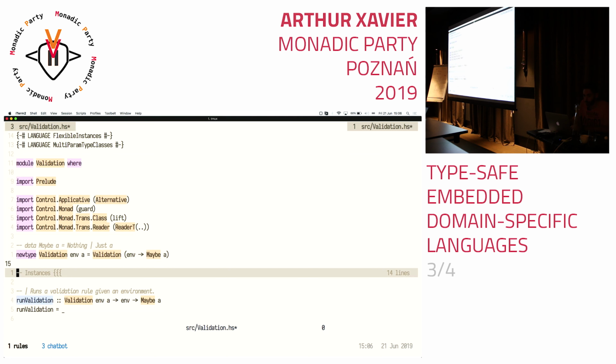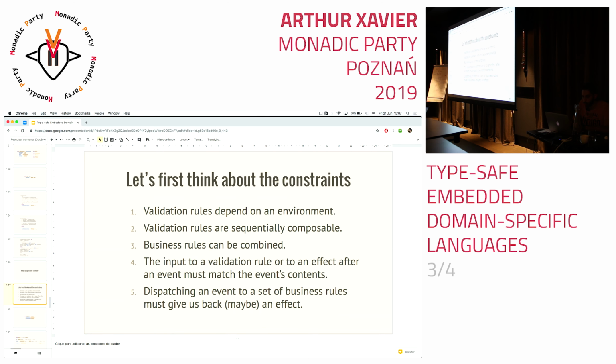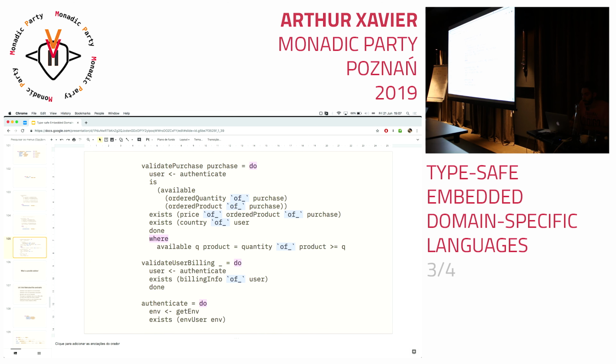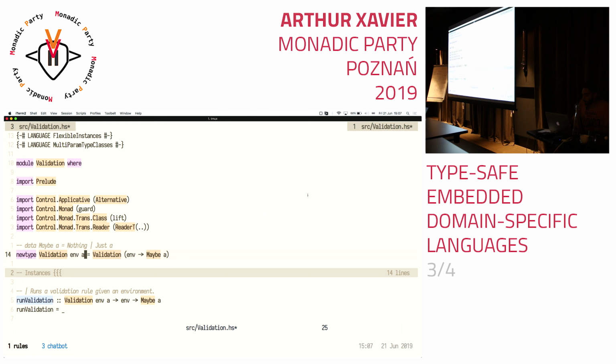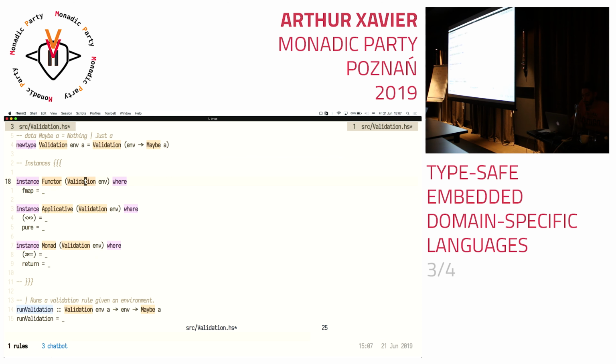Okay, so now in order to implement the second constraint, validation rules are sequentially composable, we need to be able to implement something. Someone has said that we need monads here, right? That's exactly what we need in order to sequence these computations. But first of all, we need to implement some instances, all the way up to the monad instance. So we must first implement the functor instance for this data type. I'm just gonna type it here.